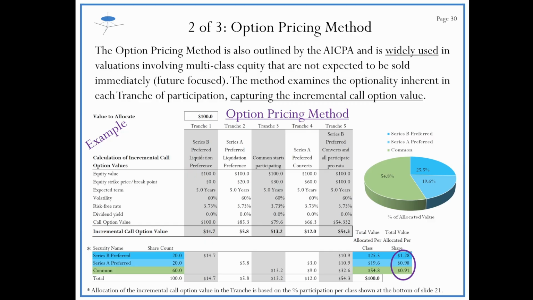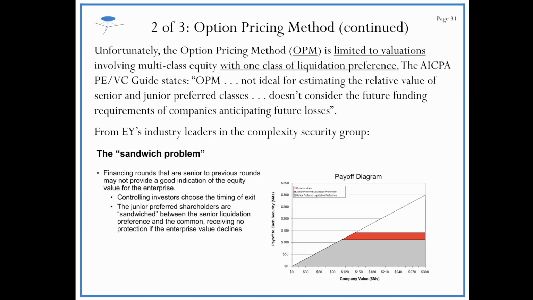For tranche 4, the participation by Series A equals the incremental option value, 12, times the percentage participation from slide 20. 20 shares of Series A divided by 80 total shares participating in the tranche equals 20%. Unfortunately, the OPM is limited to valuations involving one liquidation preference.